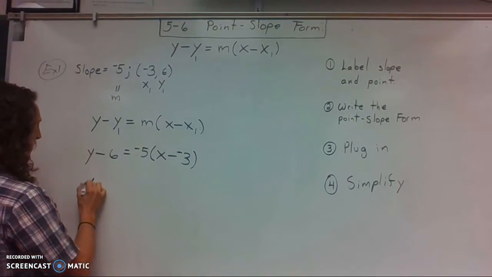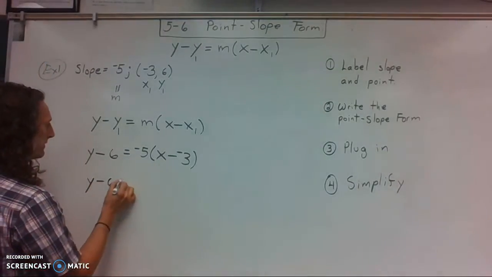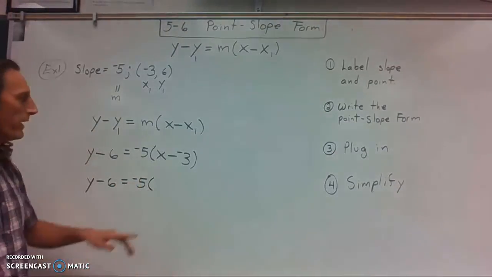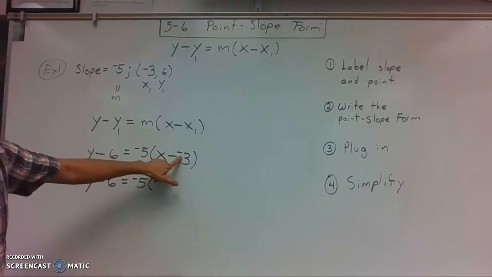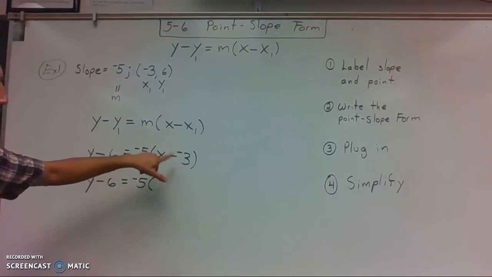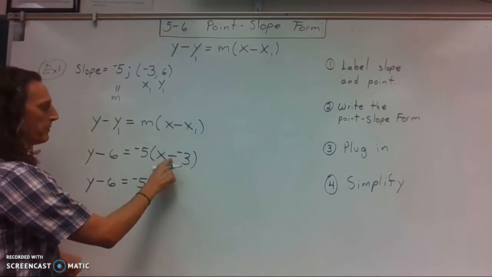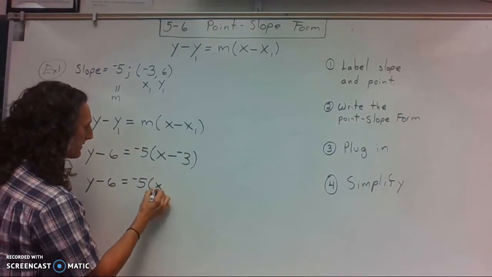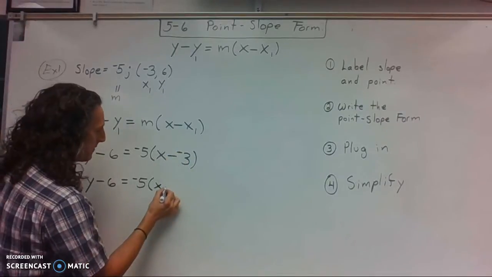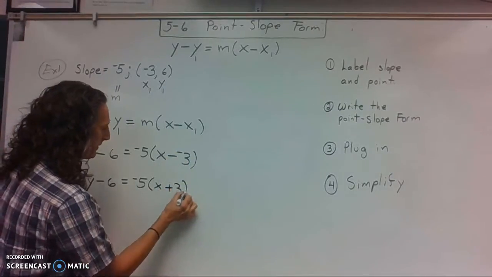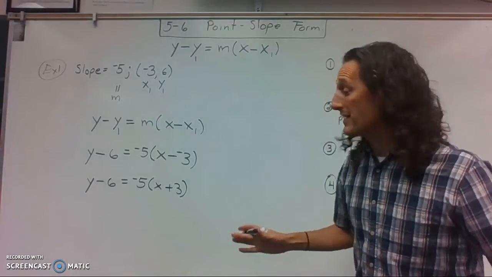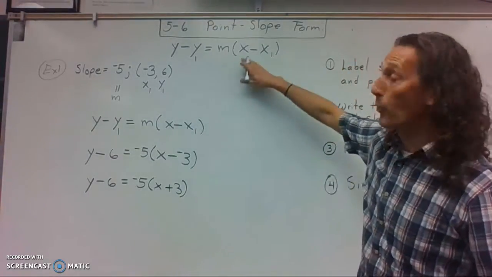And then step 4 is simplify, and here's what I mean by simplify. This is fine, y minus 6 equals, the -5 stays, but I don't want this minus and a negative next to each other, so we're going to simplify that. And remember that a minus sign next to a negative sign becomes a plus. So I'm going to go x, and then these two things become +3. And that's where we stop, because this is in the point slope form.